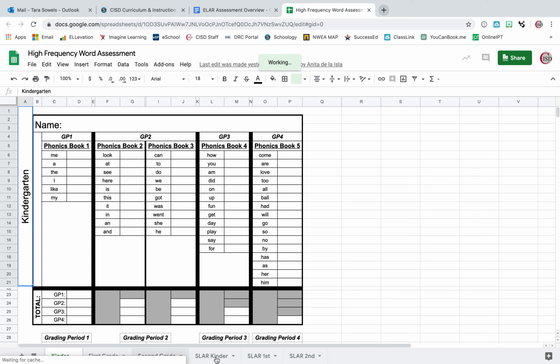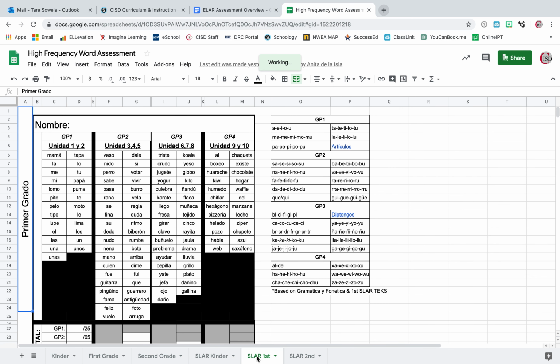But now I've added tabs for Spanish language arts for kinder, first, and second down here at the bottom. So for example, looking at first grade, these are the same syllables over here on the right that you find in the units under the SLAR phonics part. But it goes beyond what's in there, because these links will take you to websites where the articles are listed for you, or where the diptongos are listed for you. So you can see the thought behind some of the words that are tested here.